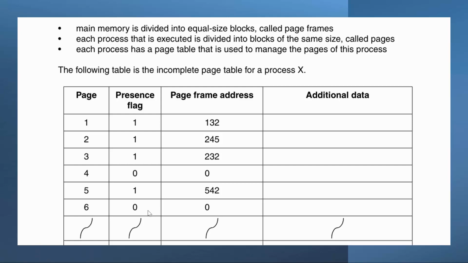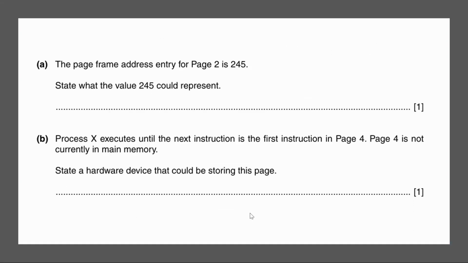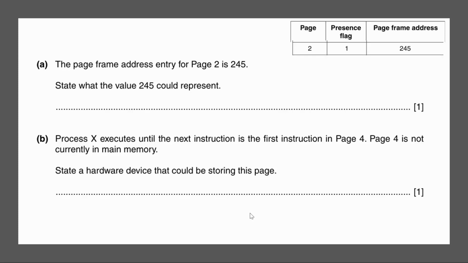Well, if they're not in the main memory, where are they? They're most likely in the secondary memory, such as the hard drive. Now, because they're not in the main memory, they don't have a page frame address. Now that we know that information, let's go ahead and take a look at the questions that we should be able to answer. The page frame address entry for page 2 is 245. State what the value 245 could represent. Not a problem. We look at it, page 2, it's currently in the memory, page frame address 245.